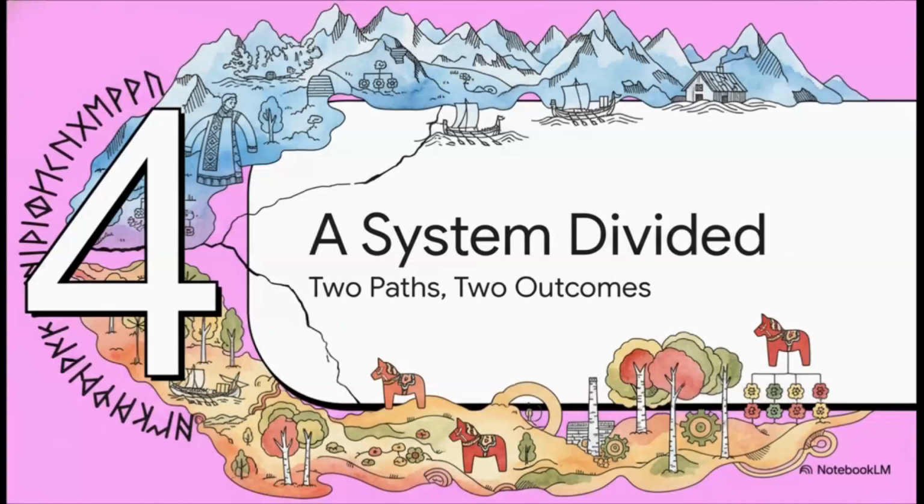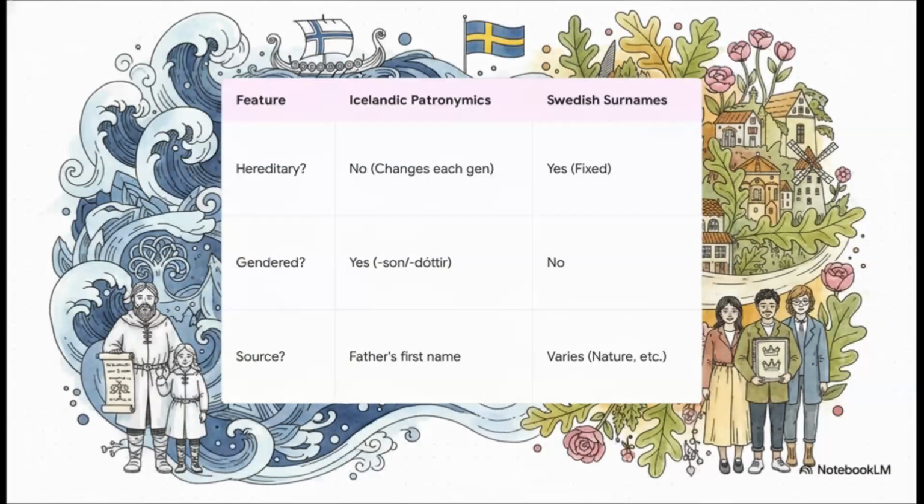And these two very different decisions ended up creating fascinatingly different societies, each with its own set of pros and cons. I mean, the differences are just so stark when you lay them out like this. In Iceland, names are not hereditary, they are gendered, and they all come from one place, Dad's first name. In Sweden, it's the total opposite. Names are fixed, they're not gendered, and they can come from all over the place.